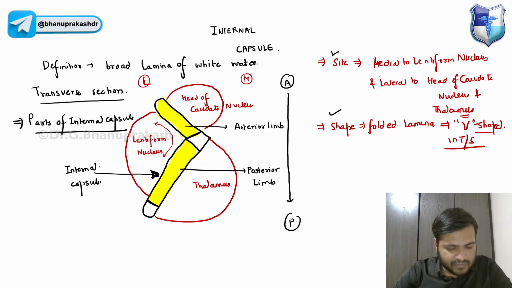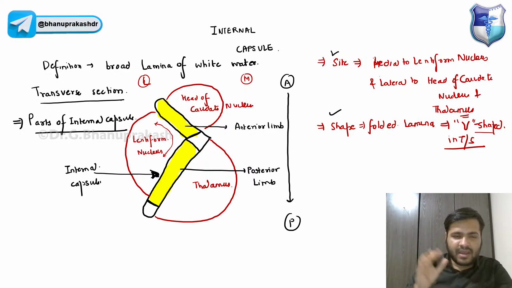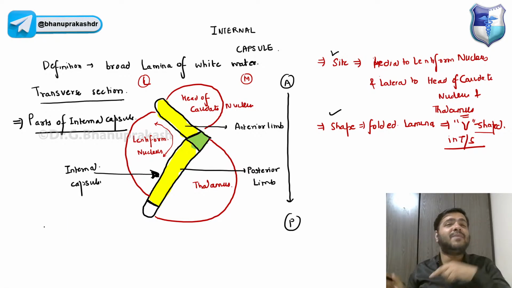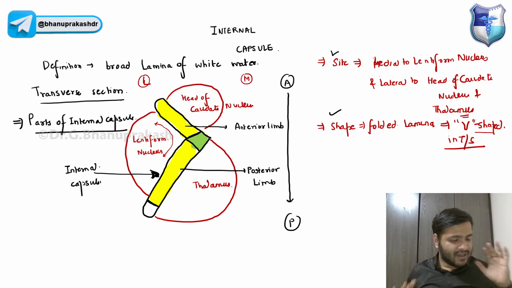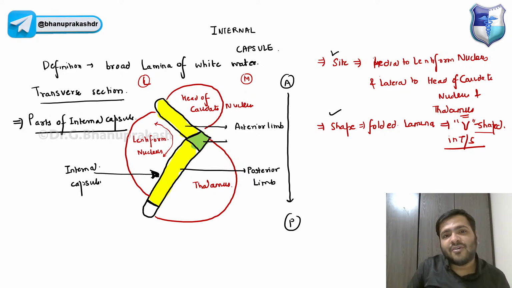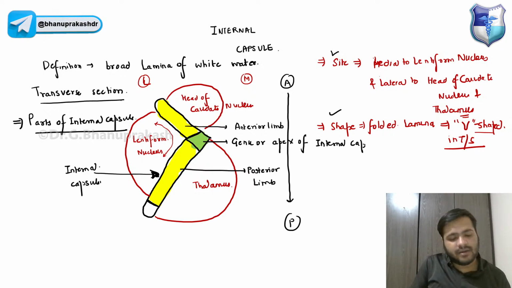Now there is an apex over here, guys. This is the apex, and the area which I'm shading over here is called the genu of the internal capsule. We said it repeatedly in the spinal cord, the genu of the internal capsule. So this is exactly the genu, also called the apex of the internal capsule. This green colored area is the apex of the internal capsule.